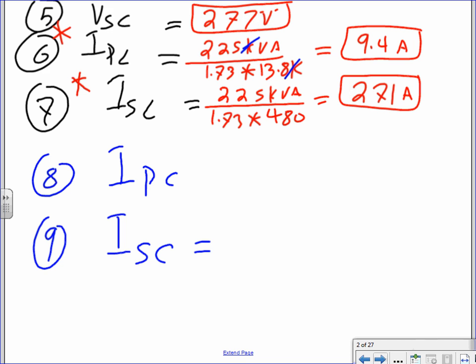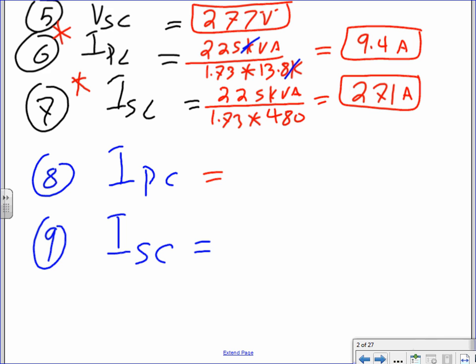Okay, so now let's go find the coil currents. That's why I put these two. These 9.4 and 271 amps are the ones that are going to size your conductors and fuses. The coil current, we don't use them a lot. Just FYI, basically.